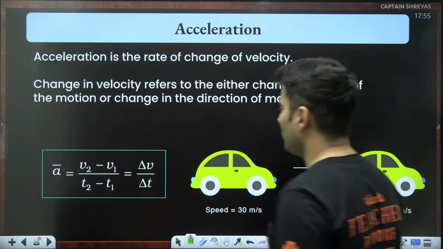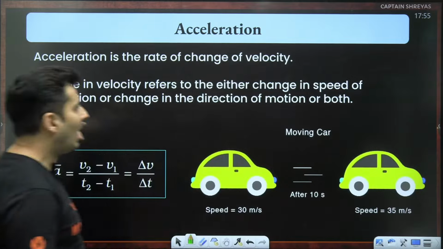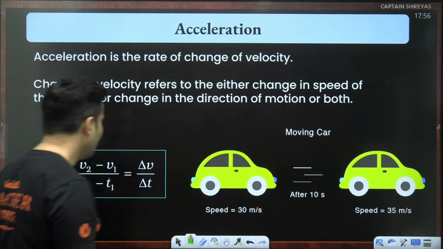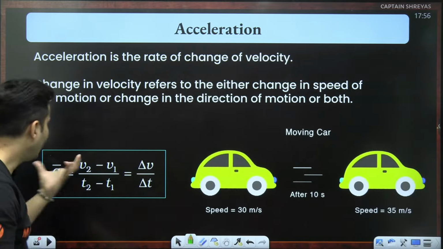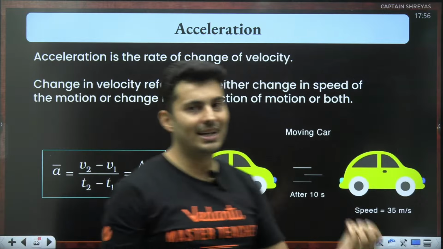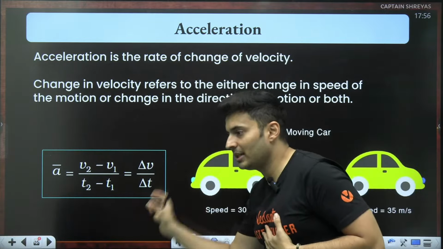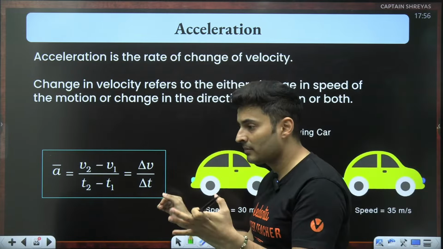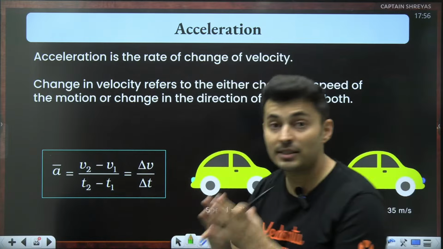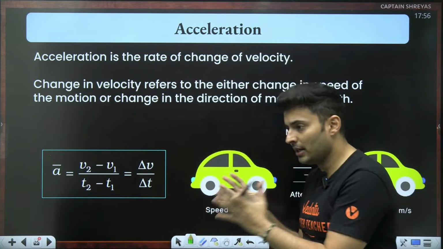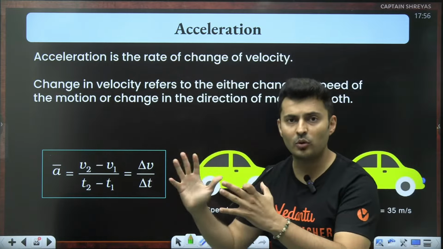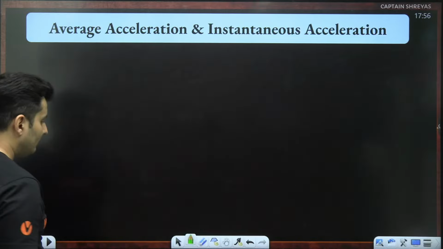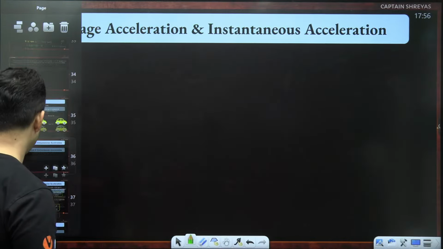Moving on to the next concept, and that is your acceleration, which is how quickly your velocity is increasing or decreasing. That is the rate of change of velocity, and it is defined as delta V by delta T, change of velocity by time. Just like velocity was displacement by time, acceleration is the change in velocity: I was slow, I moved fast, in how much time. That is your acceleration.